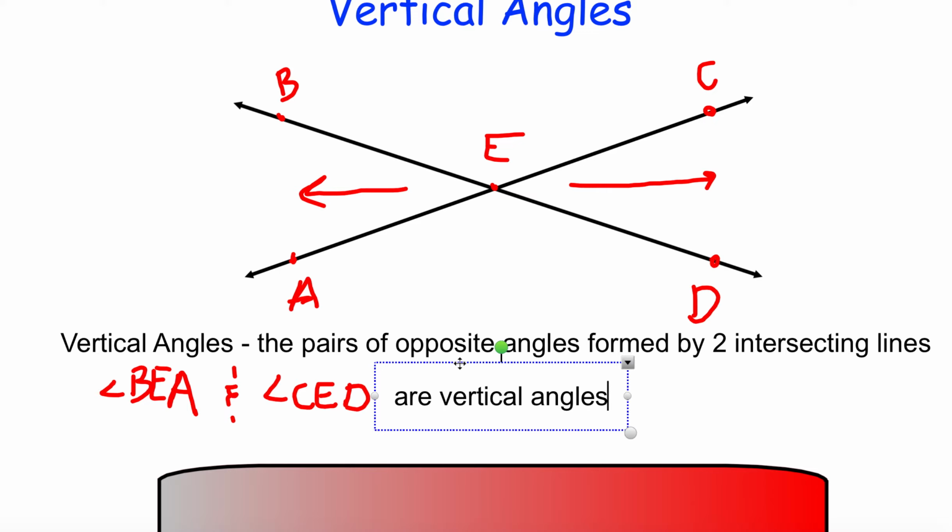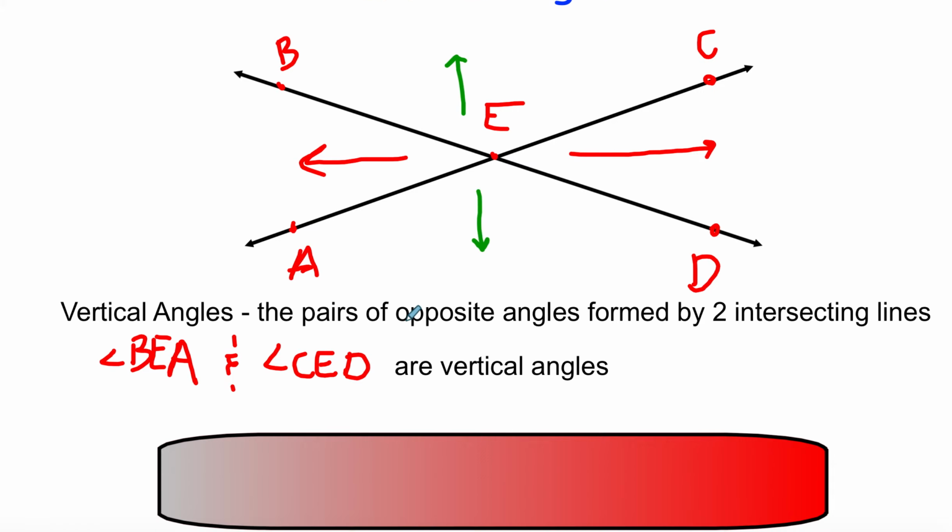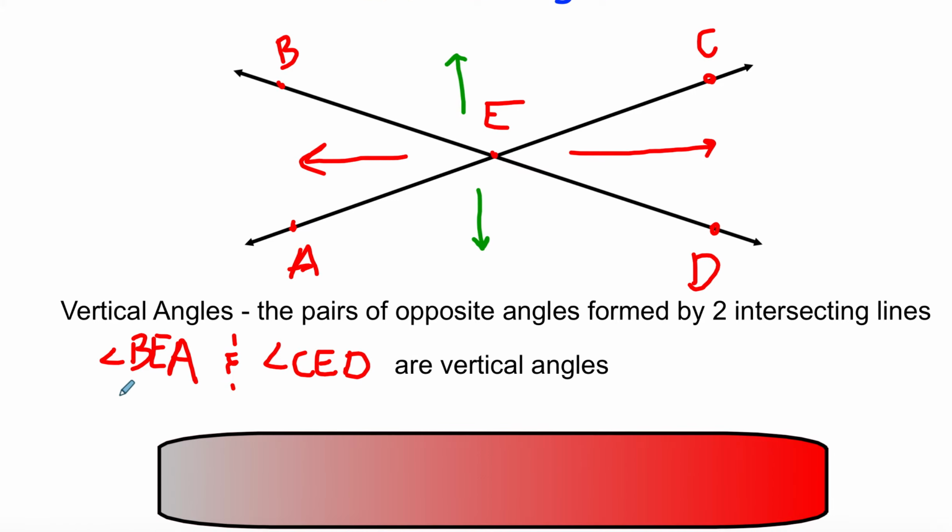Okay, but that's not all. Do you see another pair of opposite angles formed by this picture? I hope the answer to that question is yes. There's one angle pointing this way and another pointing this way. So we could also say, and I'm just going to write it underneath here, that angle BEC and angle AED are also vertical angles.